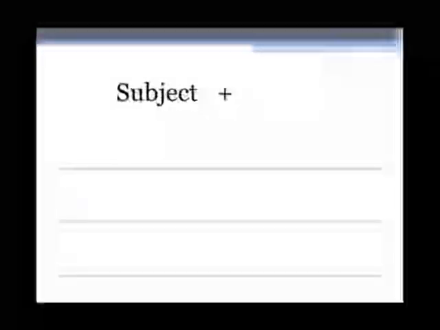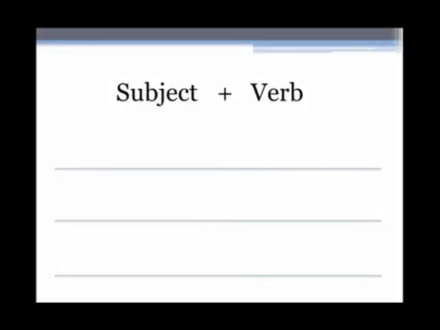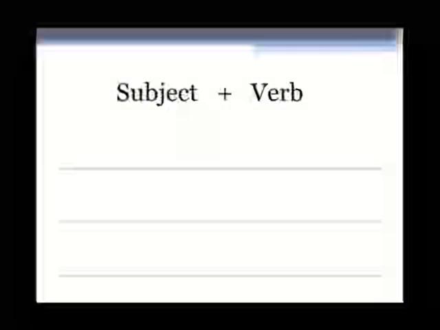Let's look at different English sentence patterns. English sentences have 5 basic patterns. First, there is subject plus verb. This structure does not have an object.